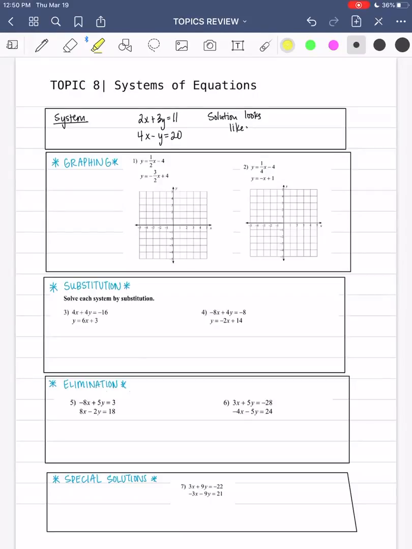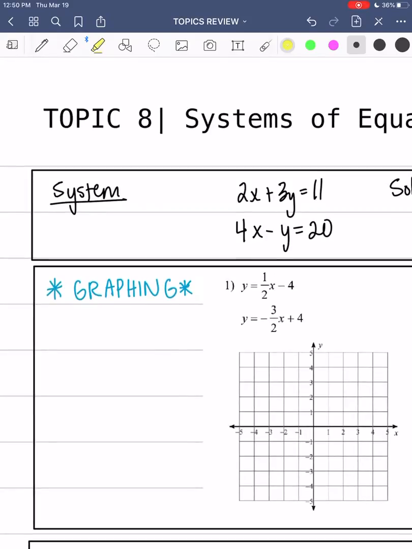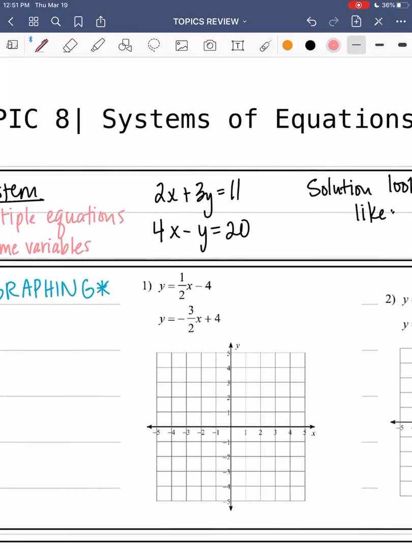All right, this is my favorite section we've done all year, so I'm excited to review it. It's our systems of equations. First off, a system just means multiple equations using the same variables, with the same variables or letters. So it's kind of like just having multiple rules that you have to follow.